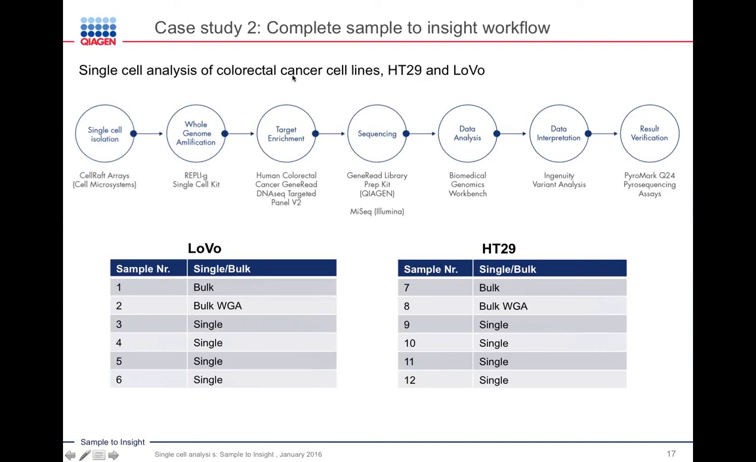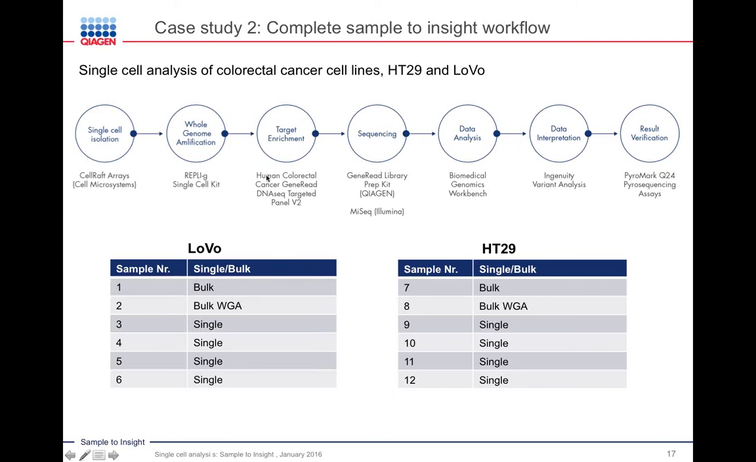And we're again taking advantage of QIAGEN Sample to Insight. The only piece here that is not coming from QIAGEN is the single cell isolation, which is coming from CellRaft arrays, Cell Microsystems. But thereafter, we're starting with the whole genome amplification, which again is the really key factor here for generating quality whole genome amplification with the Repligy single cell kit.